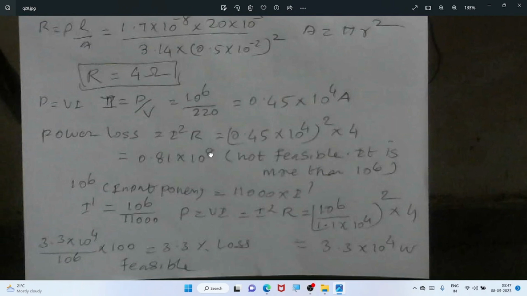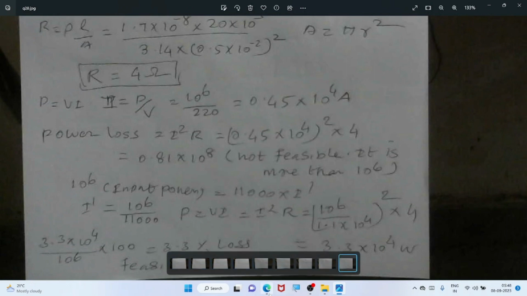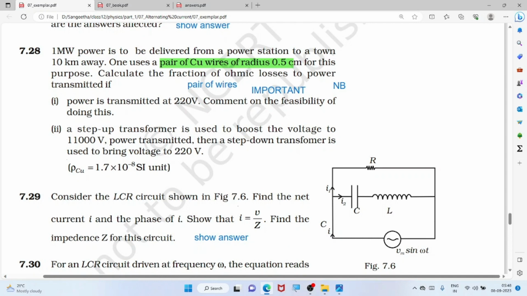It is more than the transmitted power. So now in the second case, we are stepping up the voltage with a transformer to 11,000 volts and transmitting. So what will be the current? This is the current. Now we compute the power loss again, I squared R. Now the power loss is only 3.3 into 10 power 4. We are transmitting 10 power 6, that is 1 megawatt. The power loss is less than our transmitted power, so this is feasible. This loss is only 3.3% of the load power, that is 1 megawatt. So when you step up the voltage and transmit, that is feasible. This is the feasibility of transferring power at high voltage.